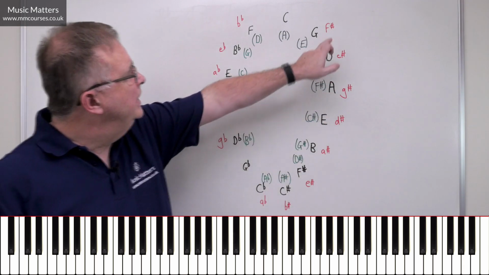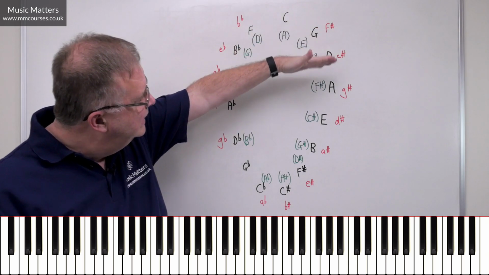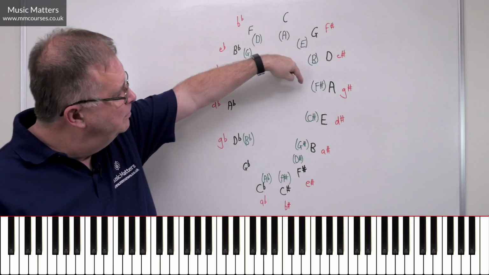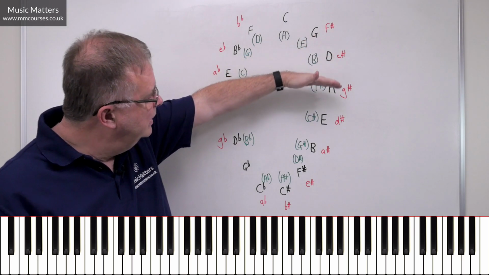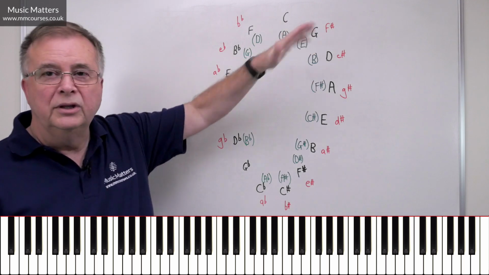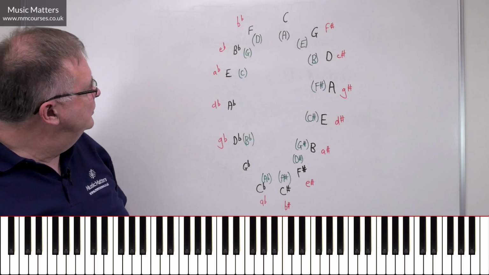Also because we introduced F sharp up here, which means that from this point onwards, any F we come across must be F sharp. From this point onwards, any C we come across must be C sharp, whether it's a major or a minor key. So that's what's going on there.